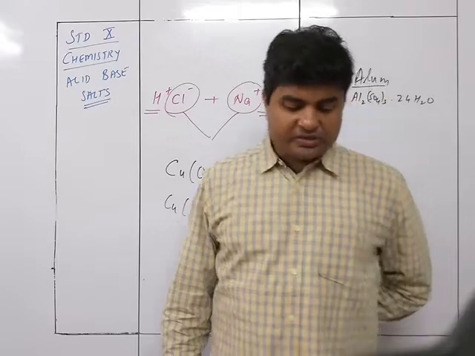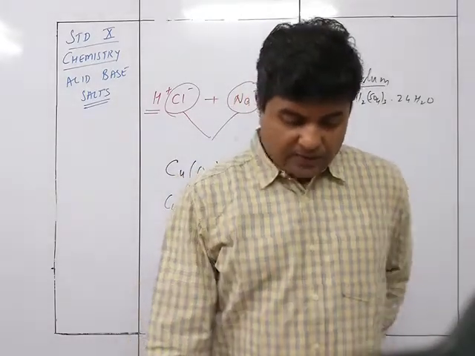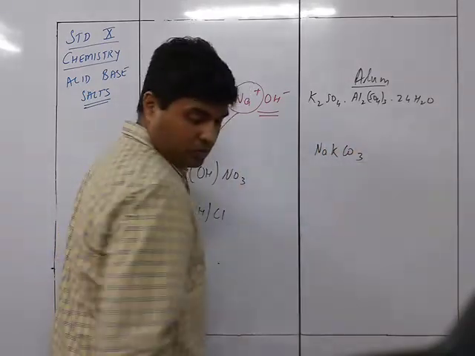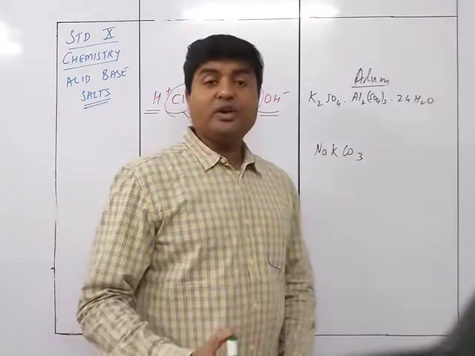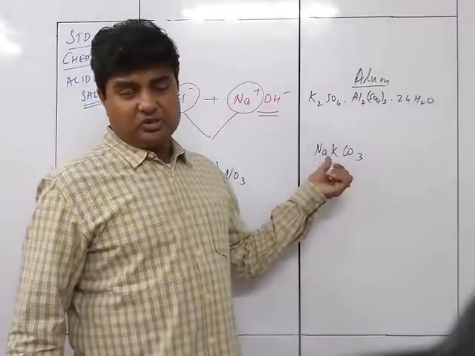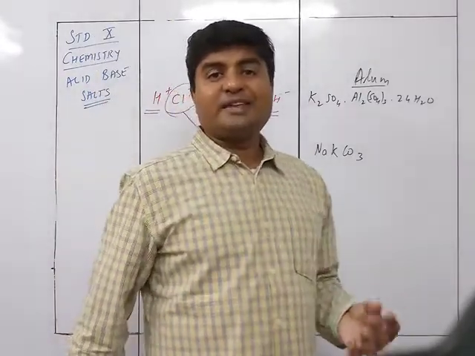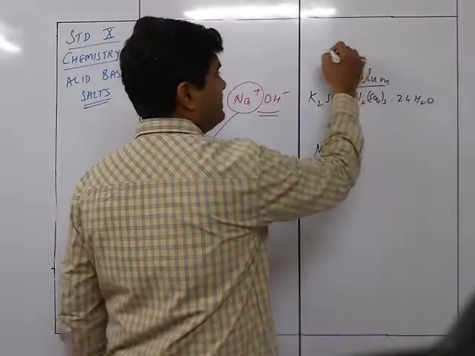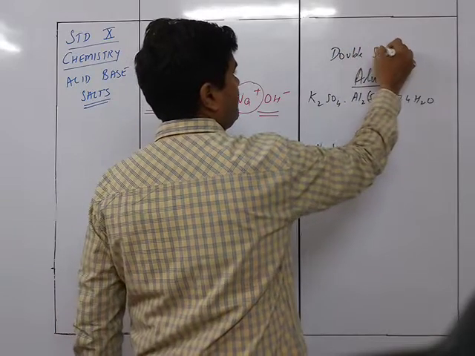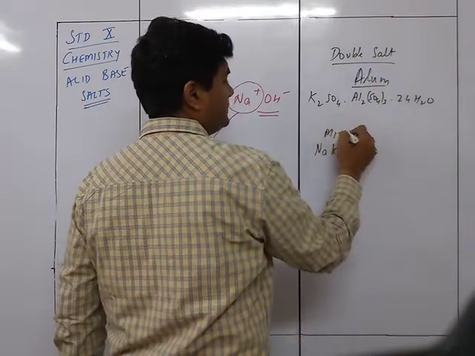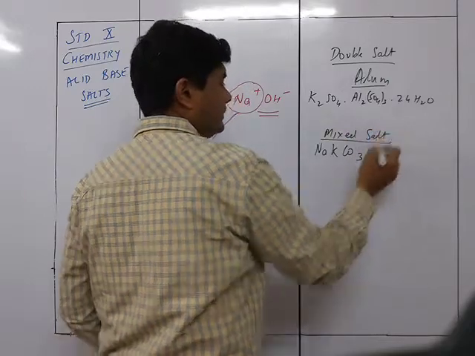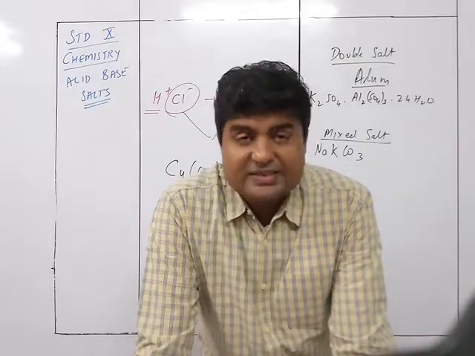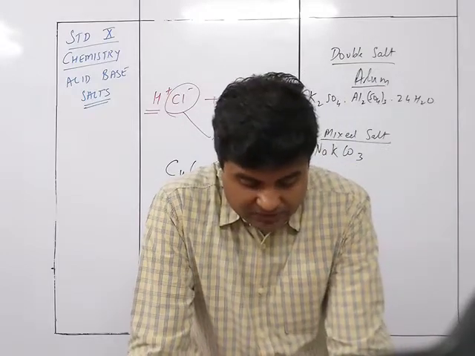Then there are some mixed salts, like sodium potassium carbonate, NaKCO3, which has two metal parts. If a salt has two metallic parts, it is called a mixed salt. So this was our double salt, and this is a mixed salt. Another example of a mixed salt is bleaching powder, which is CaOCl2.